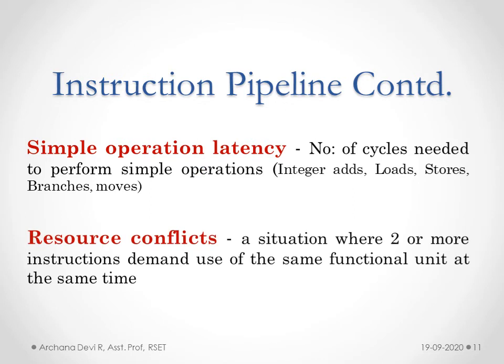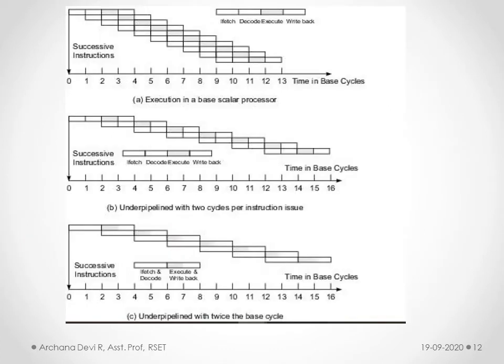Resource conflicts. There can arise a case where we have a resource conflict between 2 or more instructions. That is, if 2 or more instructions require the same functional unit at the same time. Say both are trying to access memory at the same time, or 2 or more instructions are trying to access a register at the same time, or the ALU at the same time. All those are called resource conflicts.